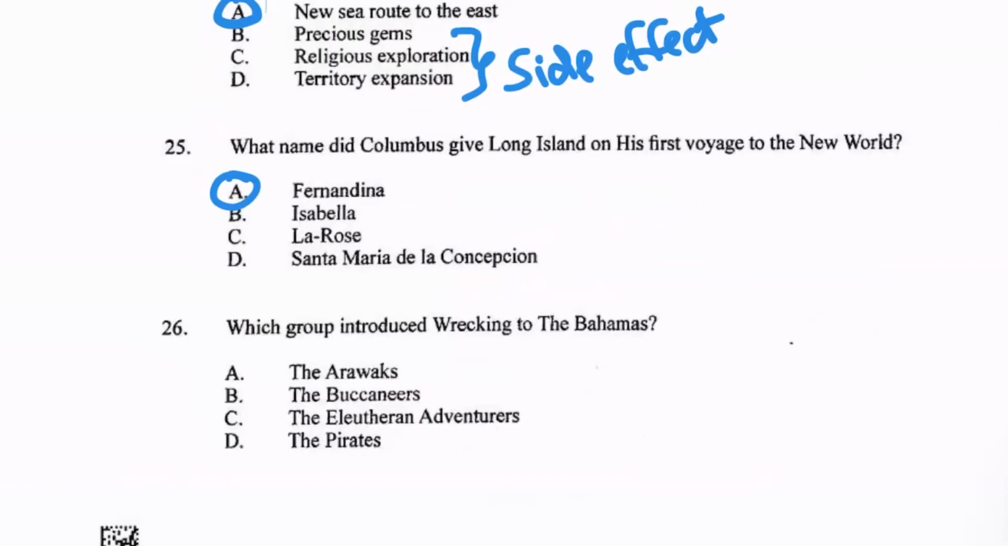Number 26, which group introduced wrecking to the Bahamas? Was it A, the Arawaks, B, the Buccaneers, C, the Lutheran adventurers, or D, the pirates?